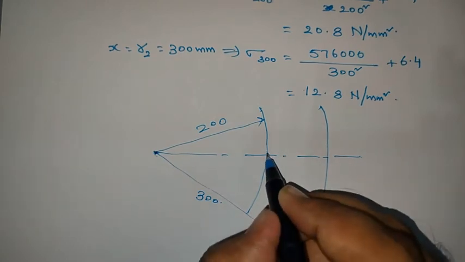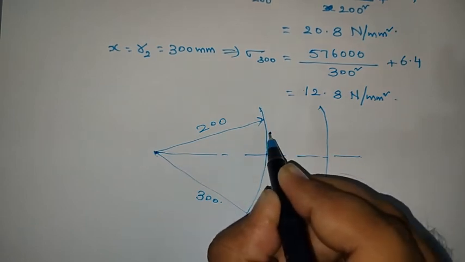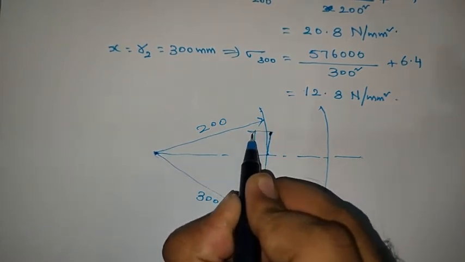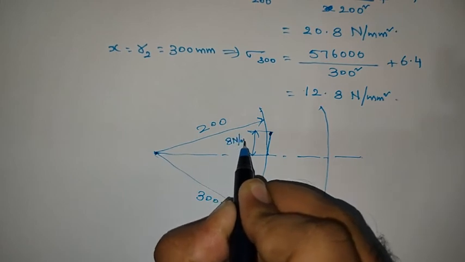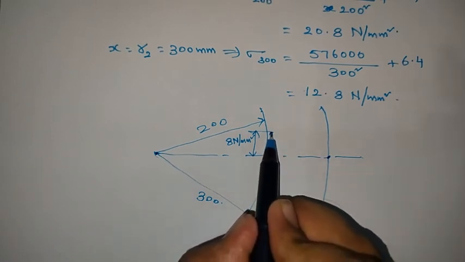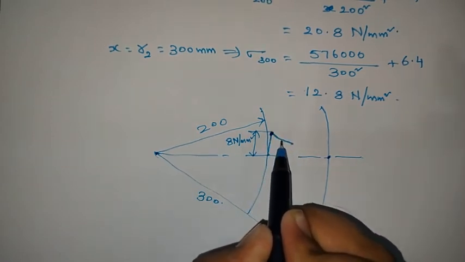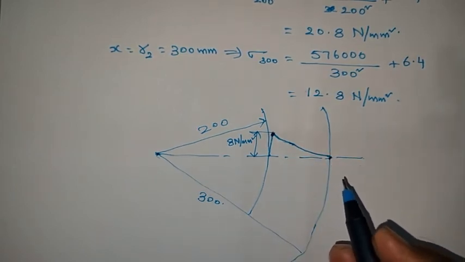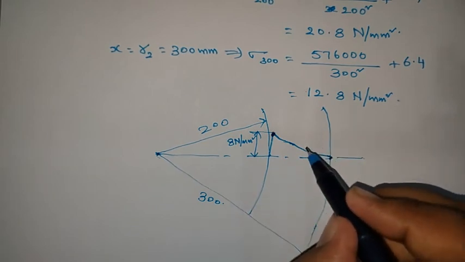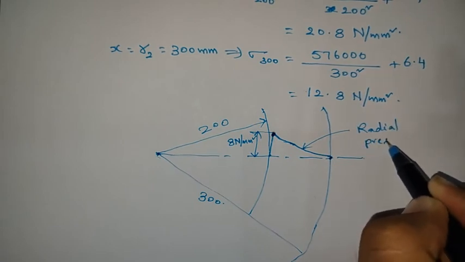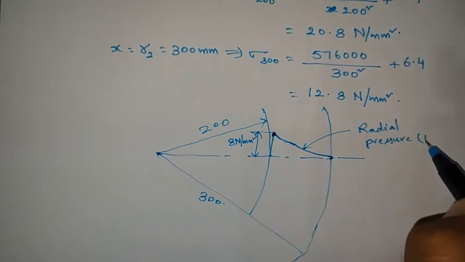So now first let us sketch the radial pressure. So radial pressure at inner radius is nothing but the value is 8. This value is 8 Newton per mm square, and at the outer radius it is equal to 0. So the radial stress varies from 8 to 0. So this is a parabolic curve. And next, this one is radial pressure, and it is parabolic.